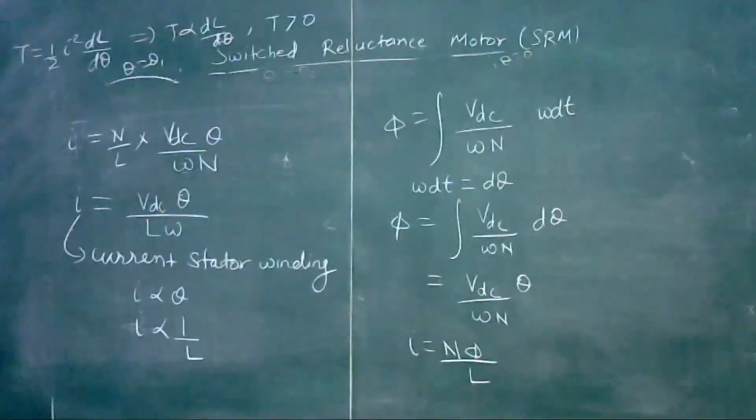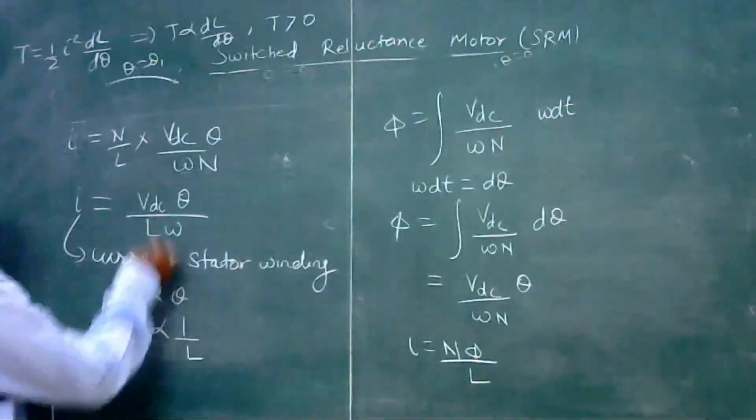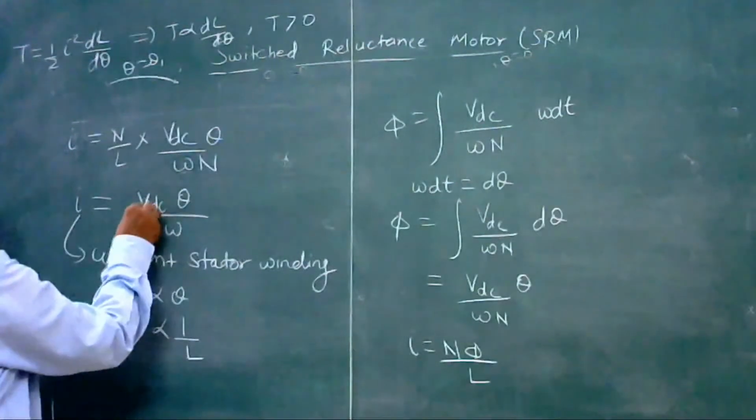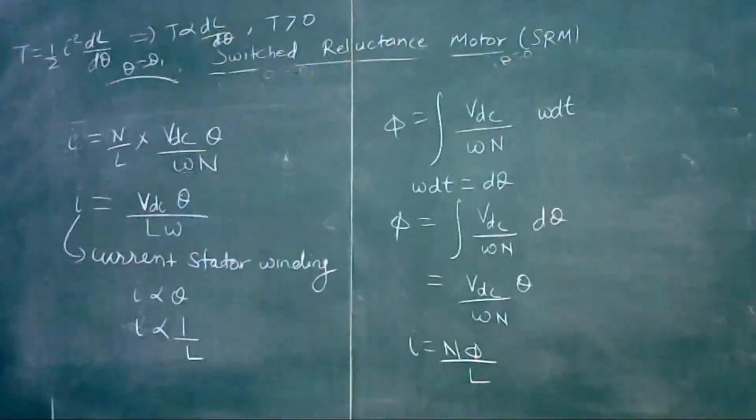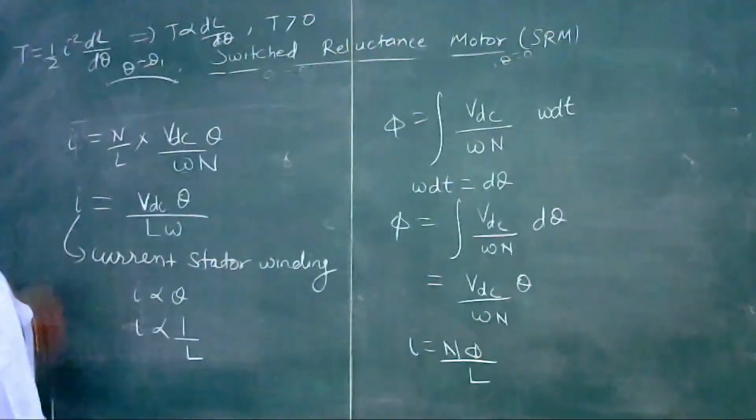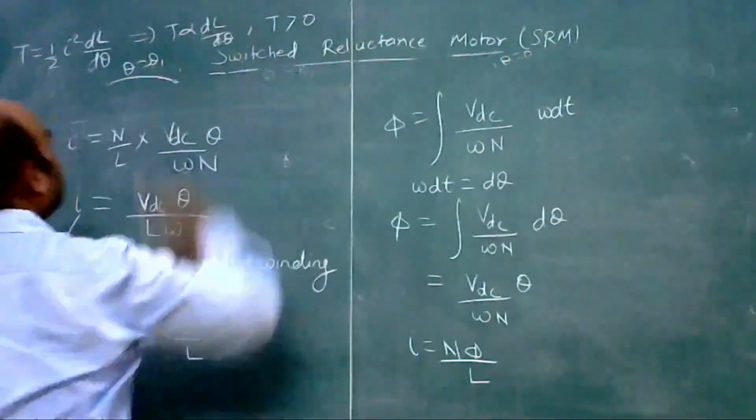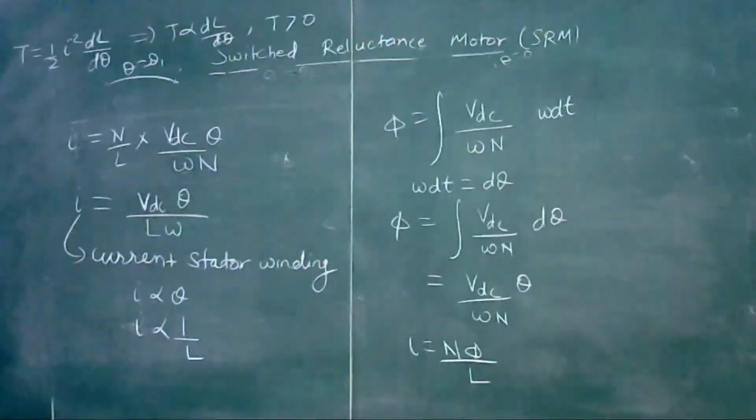So I is proportional to theta, and I is inversely proportional to L. From this expression you can find I is proportional to theta, and by proper controlling of VDC, we can increase the value of I. By controlling this VDC, we can control the value of I, and thus we can control the torque. In this way, we can switch current when dL by d theta is positive by using this switching inverter.